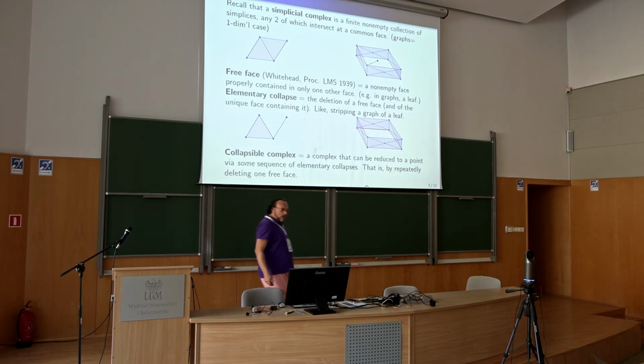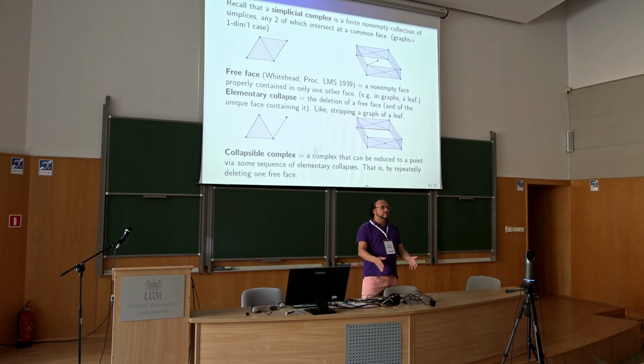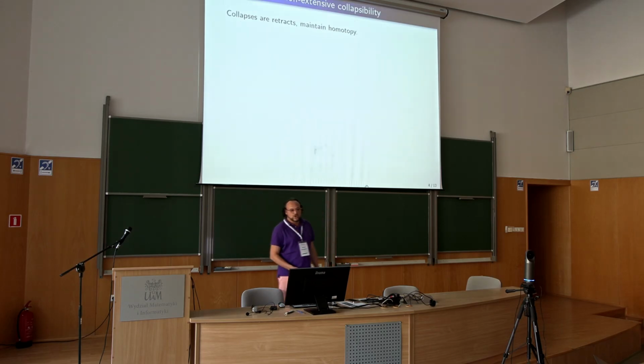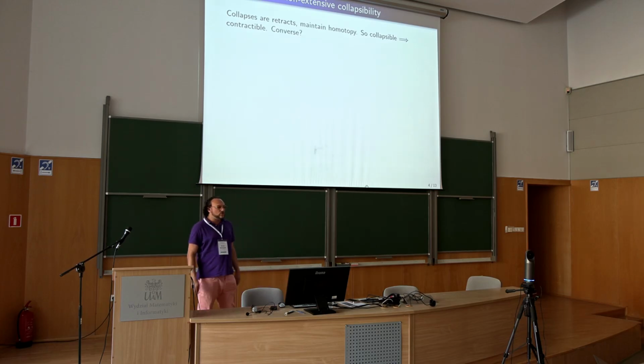So I'm going to be talking about collapsible complexes. That's just a code word for a complex that can be reduced to a point via some sequence of elementary collapses. That means repeatedly killing one free face. And if a complex can be reduced to a point by a sequence of steps, none of which changes homotopy, then pretty surely this complex was already contractible to start with, no? Because if you can bring it to a point with steps and no step changes homotopy, it means that at the beginning you have the same homotopy type as a point. So because of this, collapsible implies contractible.